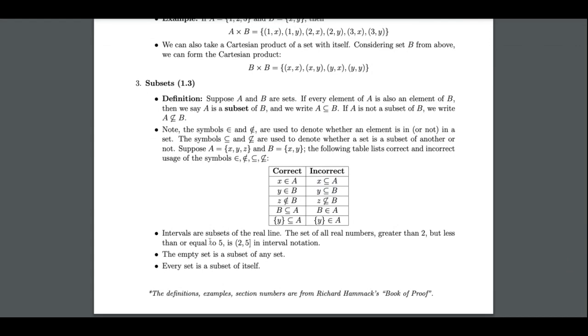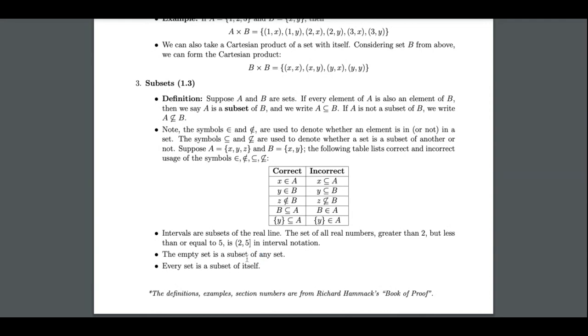Okay, so intervals are subsets of the real number line, right? That's true. Any interval is a subset of the real number line. The set of all real numbers greater than 2 but less than or equal to 5, we can write this way. This is the interval. It does not include 2, but any number a little bit bigger than 2 is in this set, and up to 5. 5 is included in this set. It's interval notation. So this will be a subset of the real number line.